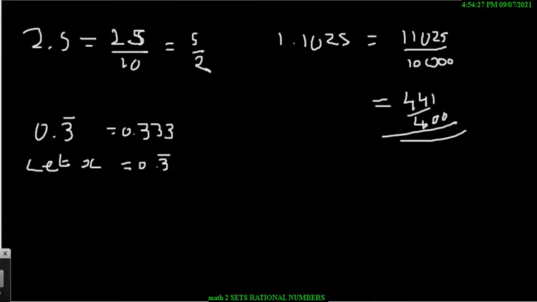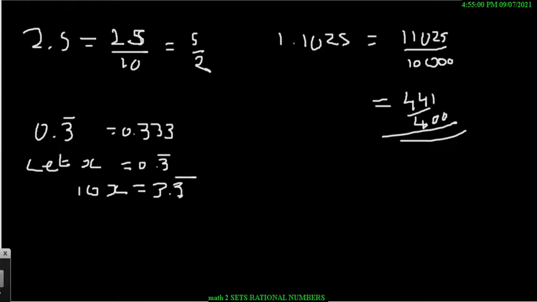So if we let x be 0.3 bar, let's bring the bar in front and leave another 0.3 inside. So what we do is we move this one decimal place, so that means it's going to be 10x, which will make this equal to 3.3 bar.